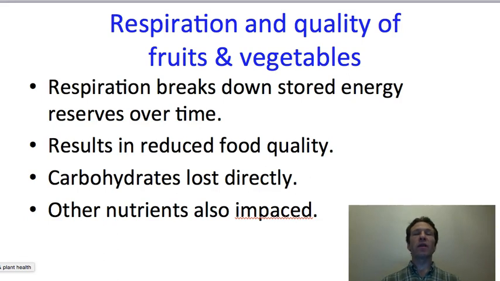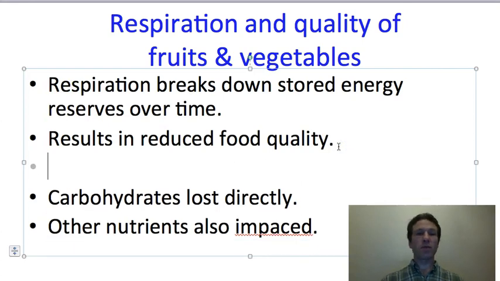Last, we will talk about the effect of respiration on the quality of produce, or fruits and vegetables. Remember that respiration is a process that breaks down stored energy reserves over time. That means that the longer fruits and vegetables are stored, the more of their energy reserves are lost. This isn't great for us because when we eat plants, we typically want the energy that's stored there, or at least that's part of why we eat them. So respiration results in reduced food quality.